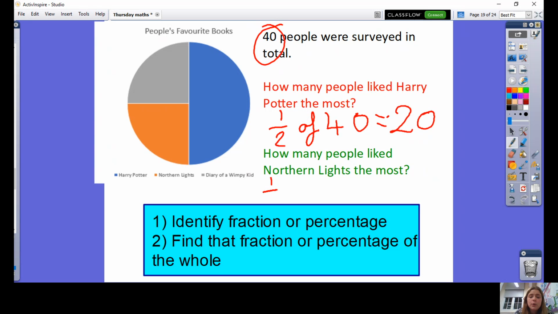Northern Lights was 1/4 of people, but it doesn't ask me what fraction, it says how many people, so I know I need to do 1/4 of 40. 40 divided by 4 is equal to 10.